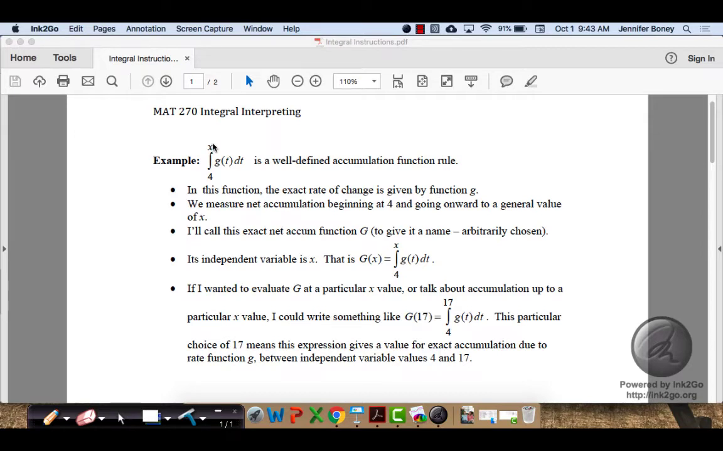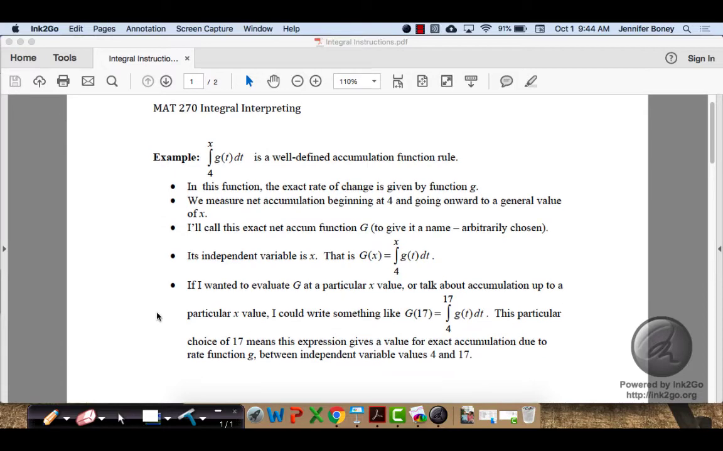x is an independent variable that represents, if I were to substitute in a number, where I'm stopping measuring that accumulation. 4 is where it started. So there's a constant that represents the beginning of the accumulation, and a variable in our formula to represent the end of the accumulation. Of course we can put in a number for that, because you can substitute values of independent variables into functions. But the independent variable in this expression, as an exact net accumulation function, would be x. And t is taking on a subset of all the different values that x could potentially have, the ones from 4 onward.